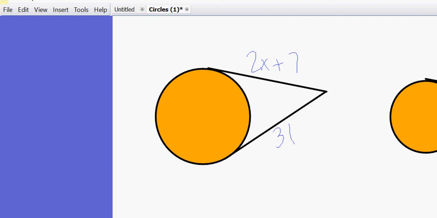What do you know about these two segments, guys? They are set equal to each other. They are the same. So since they're the same, 2x plus 7 equals 31. So then you just solve the equation. I'm not going to, y'all can solve that. Look at the next one.